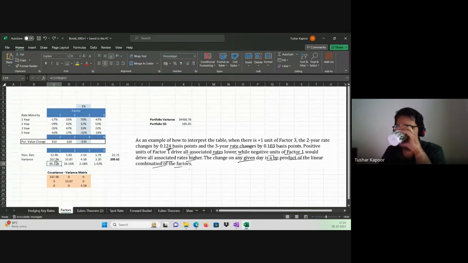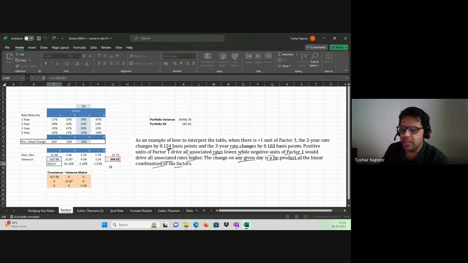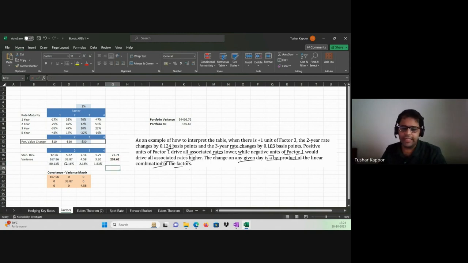And once we talk about the variance here, we want to know how much of the overall portfolio variance is contributed by the first factor. That's where we get to know that 80% of this is actually coming from the first factor alone, which is usually the interest rate. Okay, which is 80.13%, the most dominant factor here.